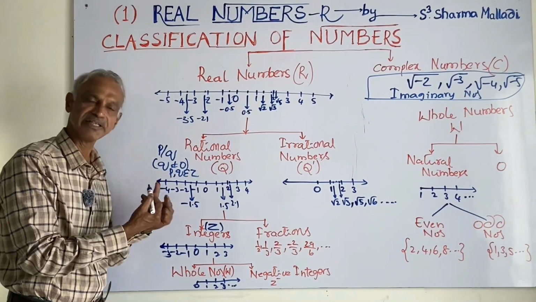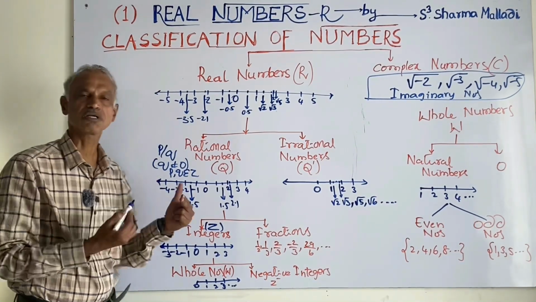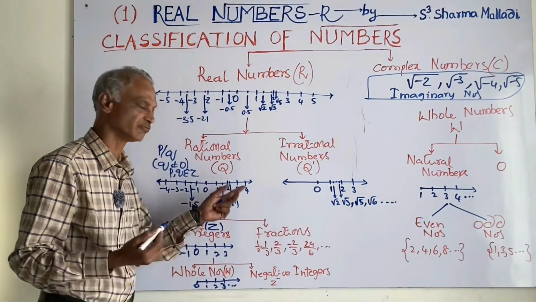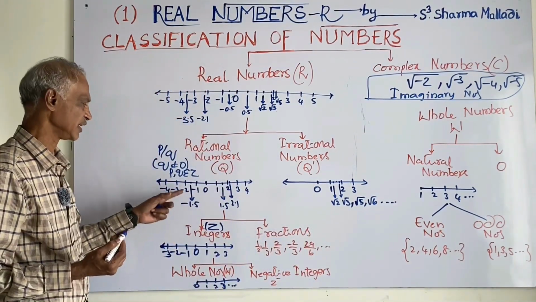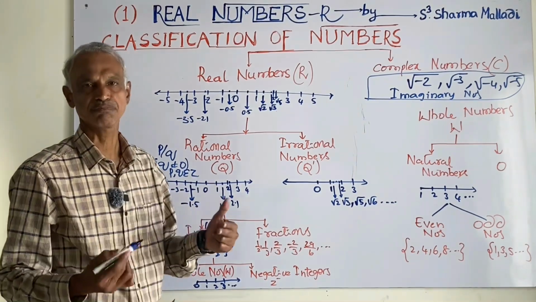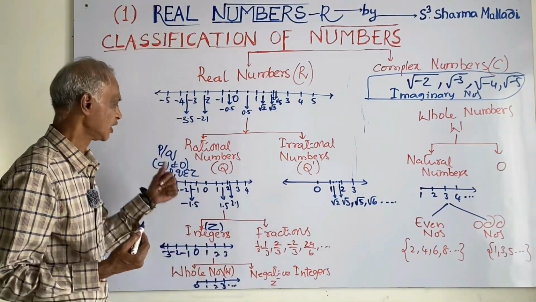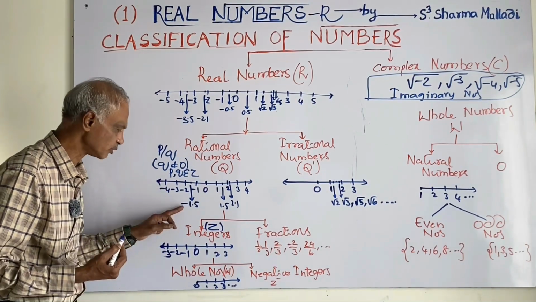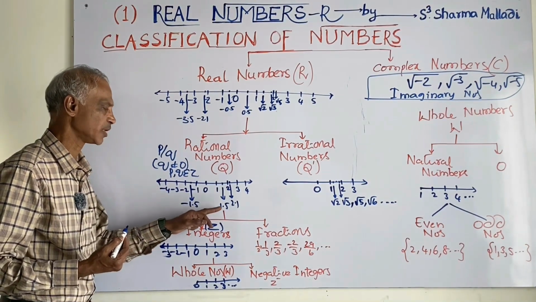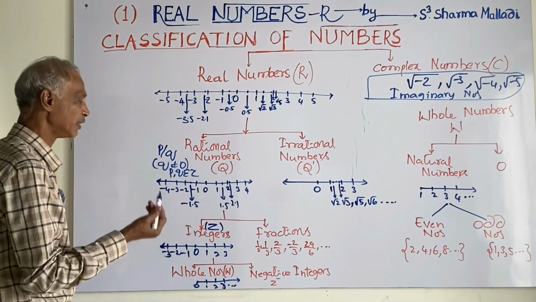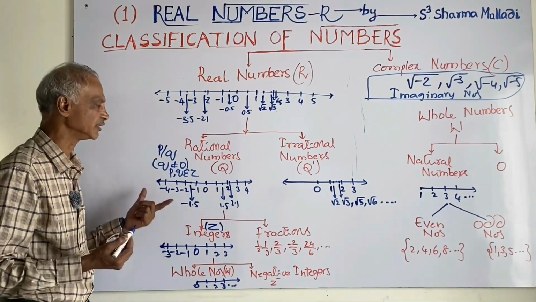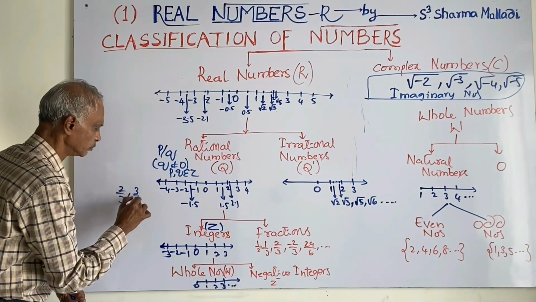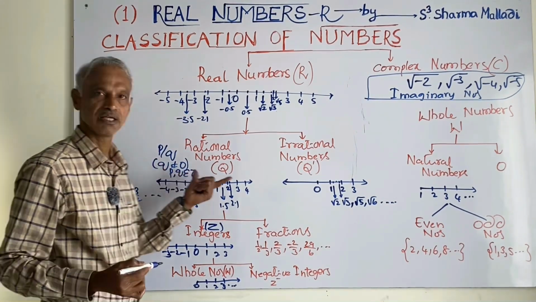All integers are rational numbers because they can be written in the form of p by q: 2 by 1, 3 by 1, 4 by 1, minus 1 by 1, minus 2 by 1. And 0 is also a rational number. And also minus 1.5, 1.5, 2.1, 3 by 2, 2 by 3. All these are rational numbers.